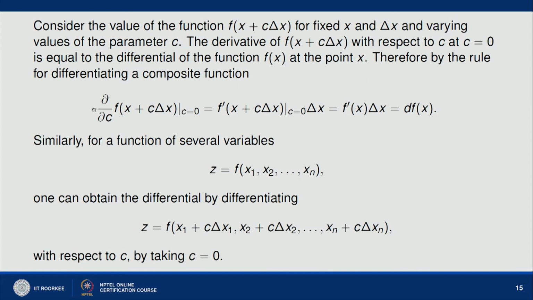Just look here, find d by dc of f of x plus c delta x evaluated at c equal to 0. Then we can differentiate this using the differentiation of a composite function, and it comes out to be f dash of x plus c delta x evaluated at c equal to 0 times delta x, and this quantity evaluated at c equal to 0 is nothing but f dash x, and we can write f dash x delta x as df of x. So it means that we can also define the differential in the sense of this quantity.